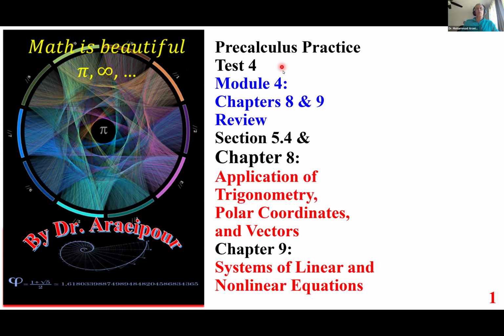Good afternoon, class. We are looking at practice test number 4, module 4, covering chapters 8 and 9, also section 5.4. Chapter 8, application of trigonometry, polar coordinates and vectors. Chapter 9, system of linear and nonlinear equations.